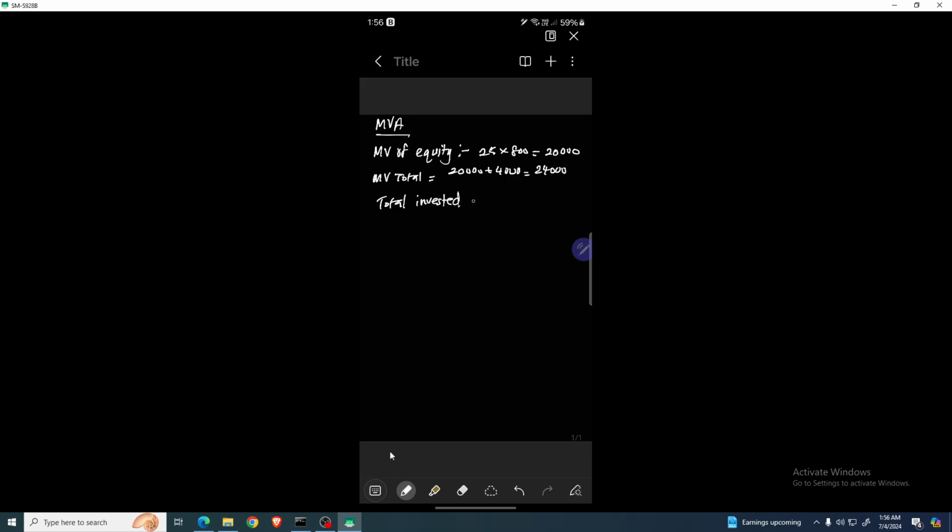Total invested capital is going to be 21,000, and then we are going to calculate the MVA, which is total market value minus total capital invested. That would be 24,000 minus 21,000, and our market value added is going to be $3,000. So instead of a negative value, now we have a positive value.